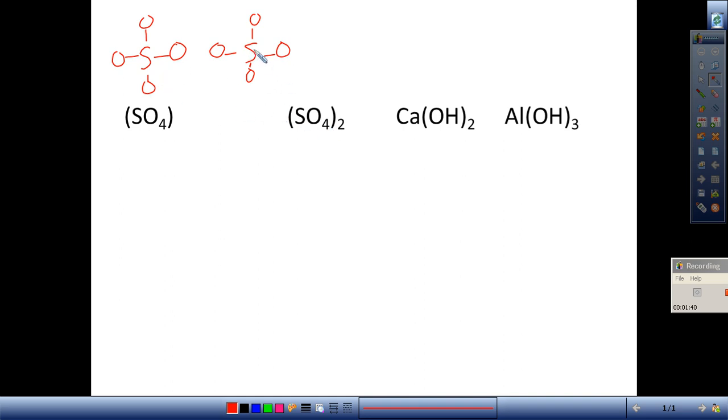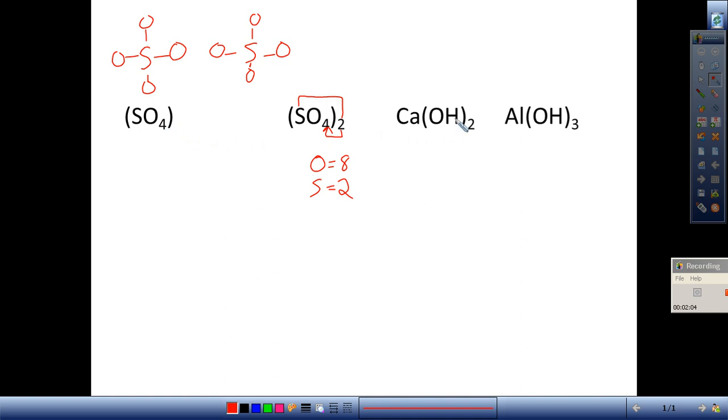And I can just count them up. I have 1, 2 sulfurs, and 1, 2, 3, 4, 5, 6, 7, 8 oxygens. So in other words, the shortcut would just be, I'm going to double or distribute everything here. So 2 times 4, so I have 8 oxygens, and 2 times S, I have 2 sulfurs. Okay, so a subscript outside the parentheses distributes. One inside just goes with the one it's next to.